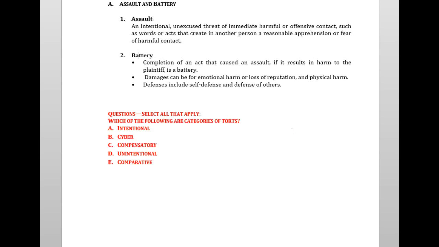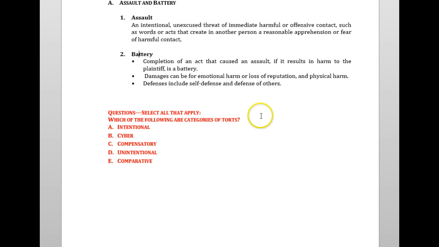And here's a question for you. Select all that apply. Which of the following are categories of torts? So you can take your selection there.